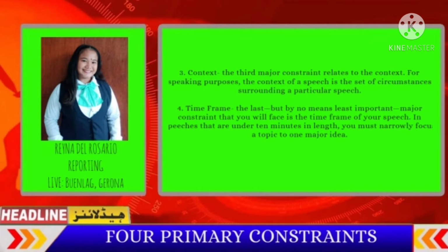Context. The third major constraint relates to the context. For speaking purposes, the context of a speech is the set of circumstances surrounding a particular speech. There are countless different contexts in which we can find ourselves speaking: a classroom in college, a religious congregation, a corporate boardroom, a recruitment village, or a political convention. In each of these different contexts, the expectations for a speaker are going to be unique and different. The topics that may be appropriate in front of a religious group may not be appropriate in the corporate boardroom. Topics appropriate for the corporate boardroom may not be appropriate at a political convention.